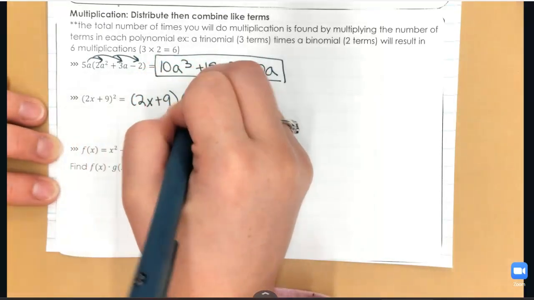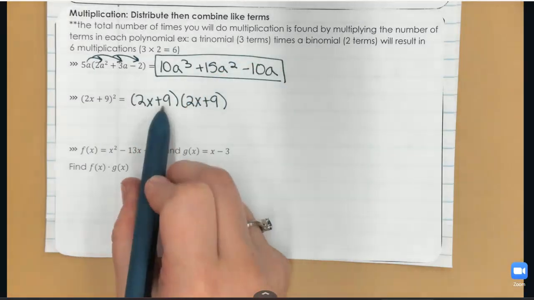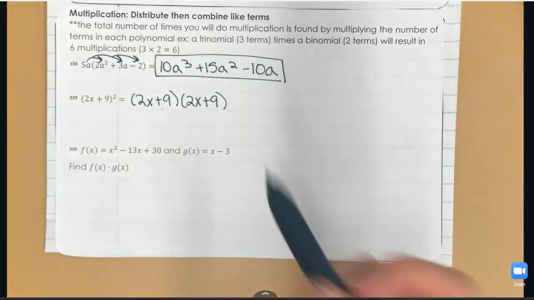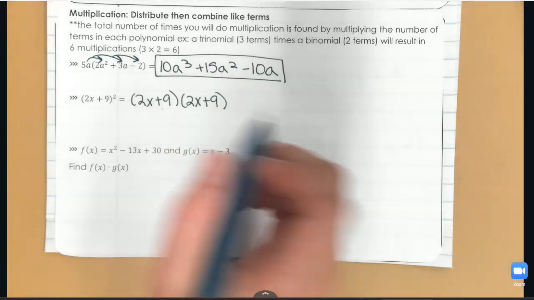2x plus 9 times 2x plus 9. That's a binomial times a binomial. 2 times 2, that means I'm going to be doing multiplication 4 times. And the way we usually refer to this when we're multiplying binomials is FOILing.